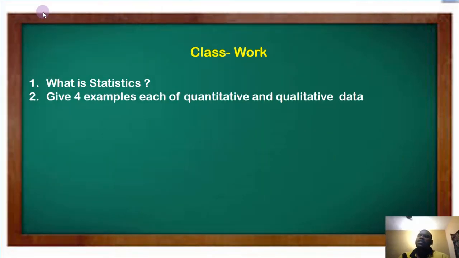Anybody that studies statistics is referred to as a statistician. So we have statisticians in all sectors of the economy and in all parts of the country, because everybody makes use of data. So your classwork is what is statistics and examples of quantitative and qualitative data.